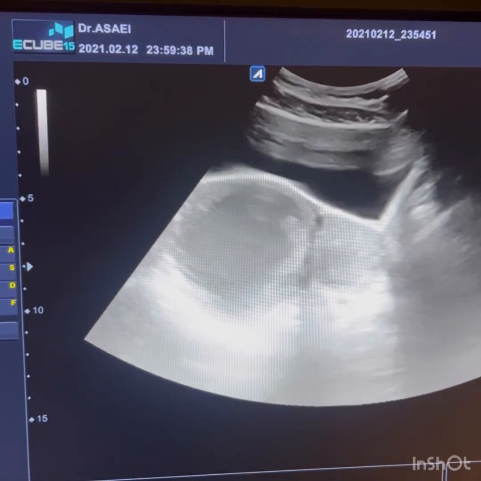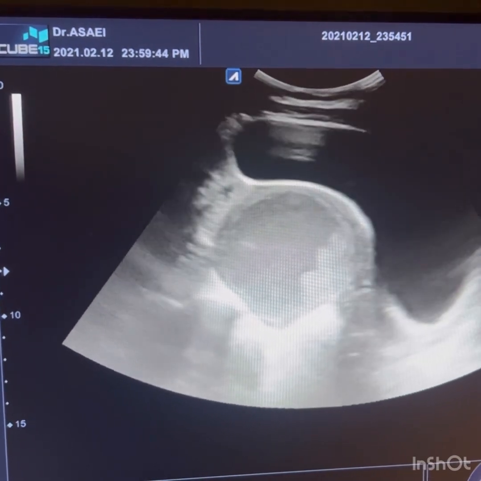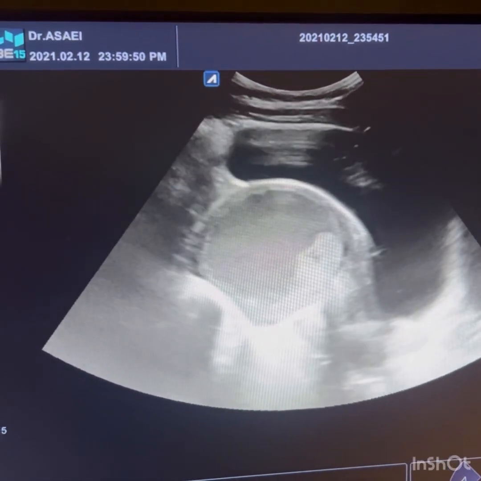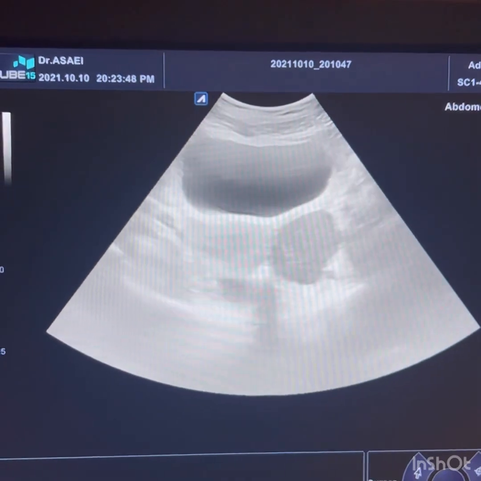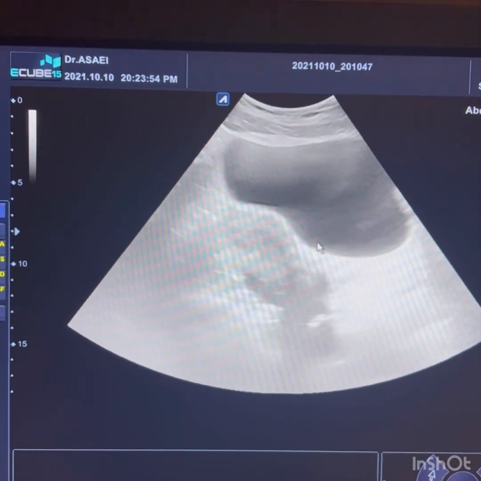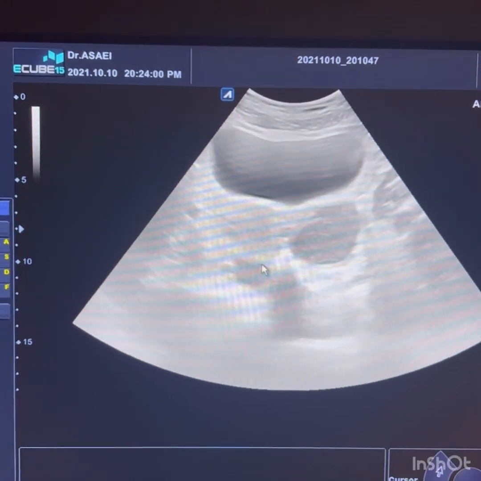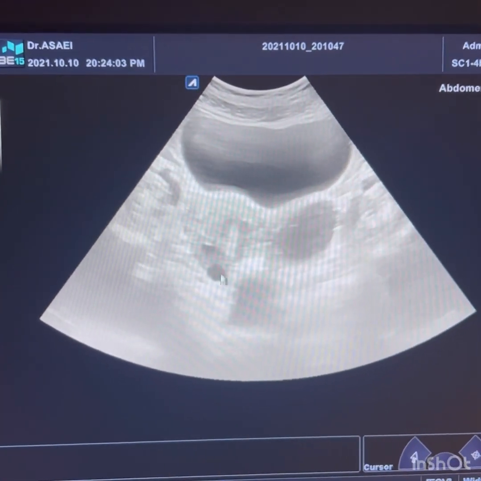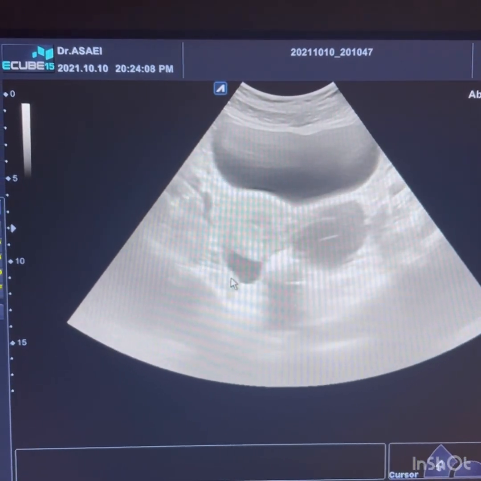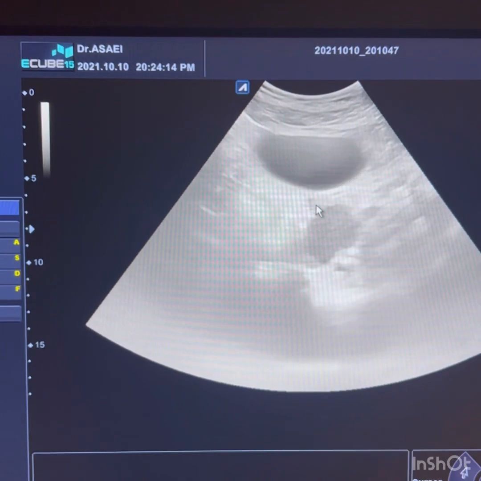Let's again review the endometrioma in right ovary containing hyperechoic foci. Here is another patient with endometrioma. We can see the uterus, the right ovary containing small follicles, and the endometrioma in left ovary.